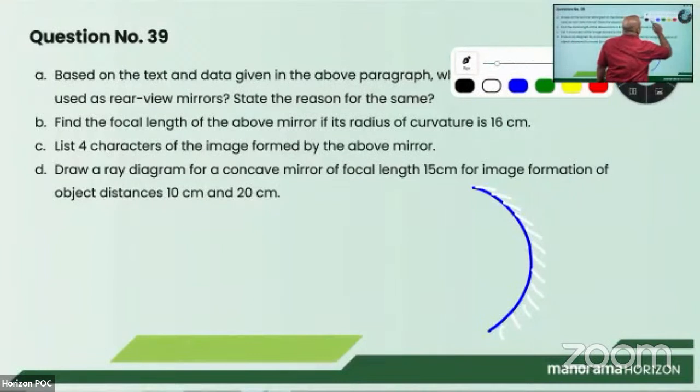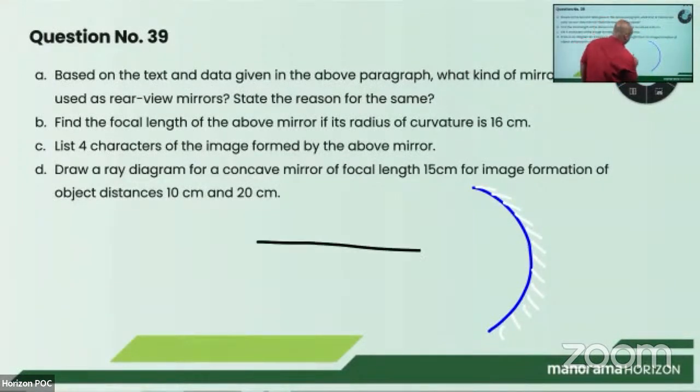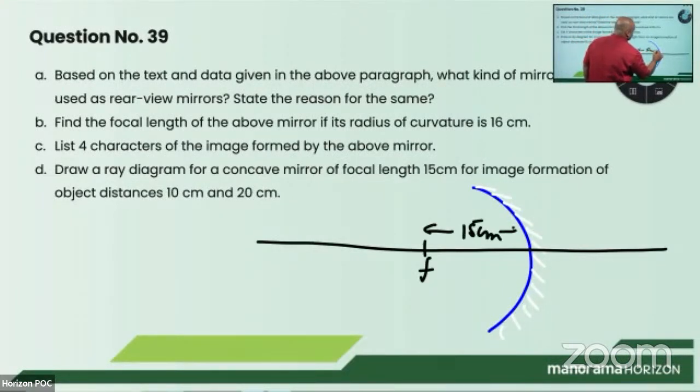Here we also have the principal axis of this mirror. So we measure all distances on this principal axis. And if you are drawing a ray diagram for this mirror, the focal length is 15 centimeters. So F is equal to 15 centimeters. The distance from the pole to the focus is 15 centimeters. So we are being asked what will be the image formation for distances 10 centimeters and 20 centimeters.